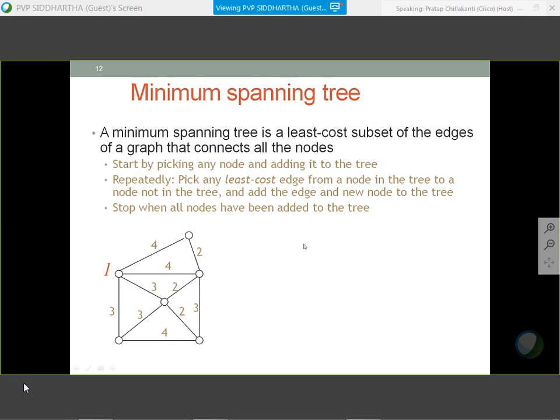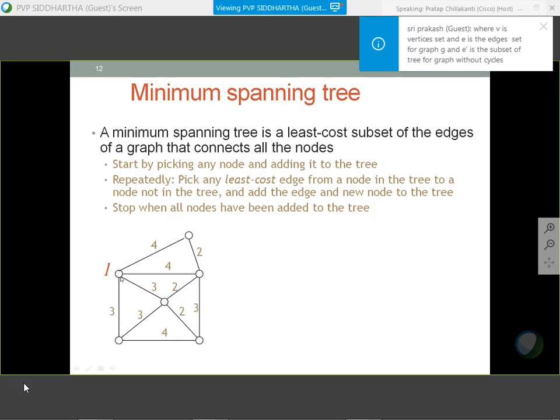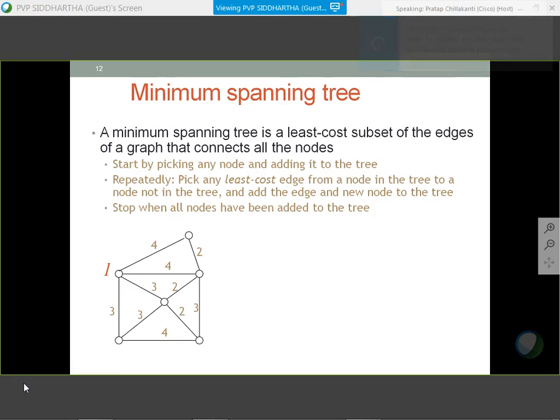So start by picking any node. You have the nodes listed here. Pick any least cost edge from a node in the tree to a node not in the tree, and add the edge and the new node to the tree. Stop when all nodes have been added to the tree.